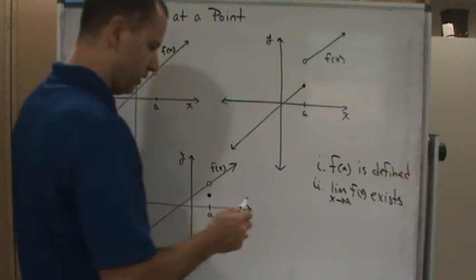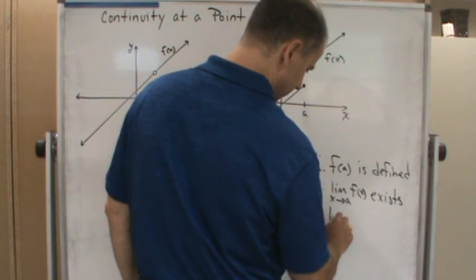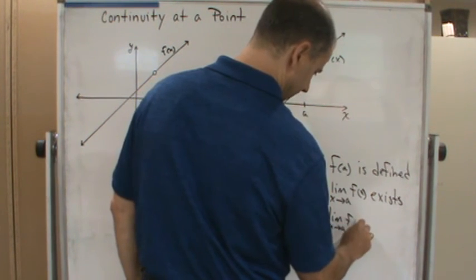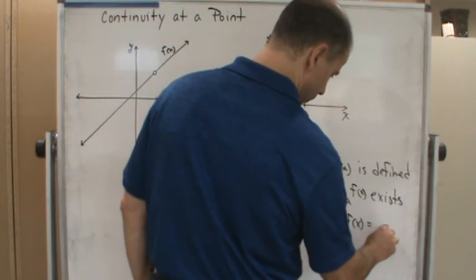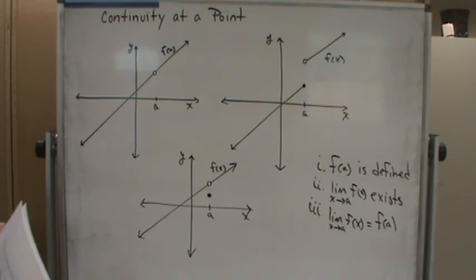And the last condition, condition 3, is that the limit as x approaches A of f of x has to equal f of A. And that brings us to the 3 conditions that we need in order to be continuous at a point.